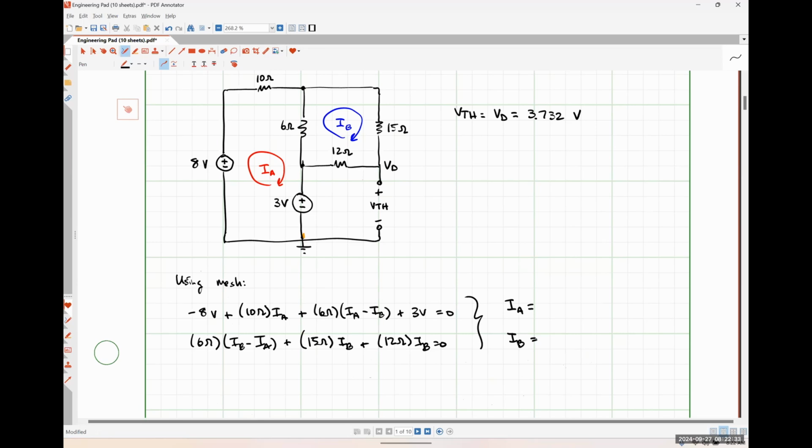In my second equation, my coefficient for IA is -6. My coefficient for IB is 6 plus 15 plus 12. And my constant term is 0. Solving this, I get IA to be 55 over 164, and IB to be 5 over 82.